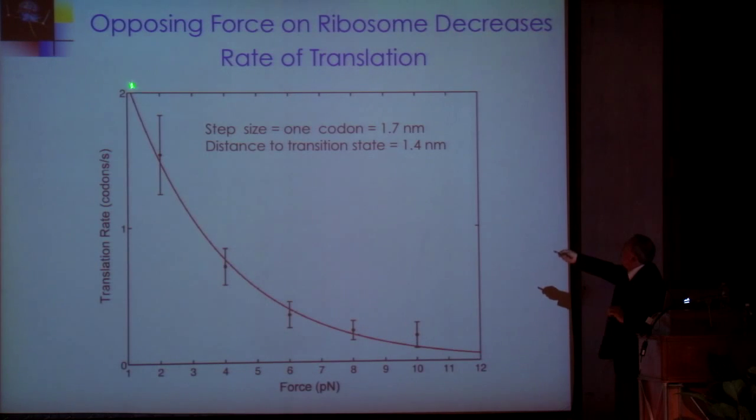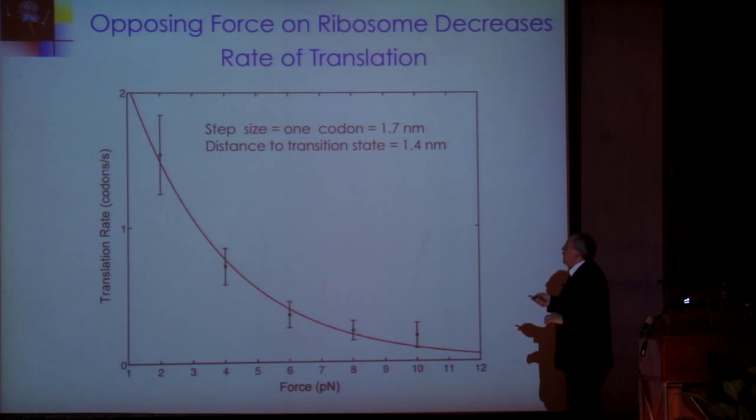And here is what we obtain. Here is how the translation rate decreases as I increase the force. It turns out that the rate of decrease gives me information about the distance to the transition state, which happens to be 1.4 nanometers from this data.